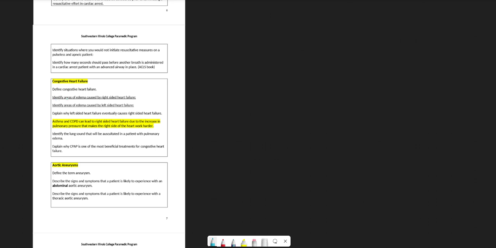Identify areas of edema caused by right-sided heart failure. So in right-sided heart failure, we're going to see edema, depending on the patient, could be pedal edema, could be sacral edema, depending on their mobility, peritoneal edema in their abdomen. Identify areas of edema caused by left-sided heart failure. So with left-sided heart failure, the edema we're most worried about, and where it's going to probably be, is in their lungs. And this is a big issue because that affects ventilation.